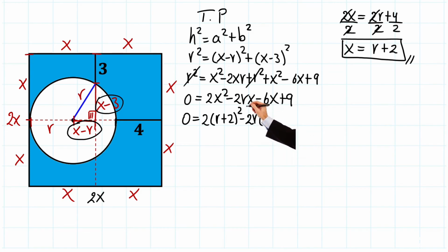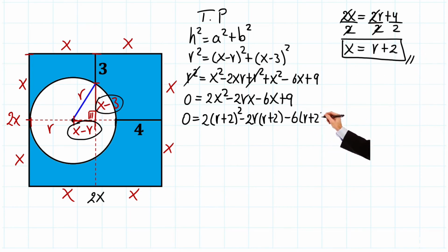So we have 2 times r and x, but x equals this here, r plus 2. Very well, then we have minus 6 times x, but x equals this. Once again, r plus 2. And finally, we have this 9. Here, let's expand this binomial squared.